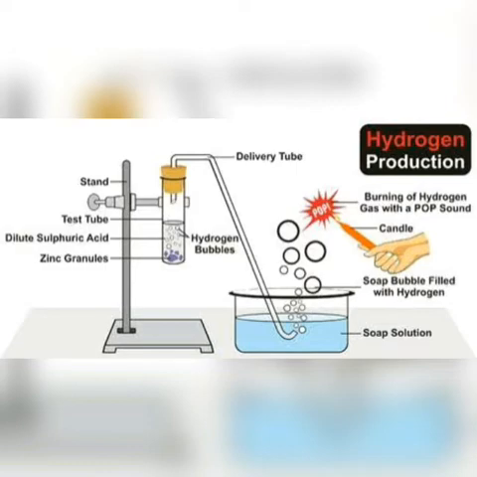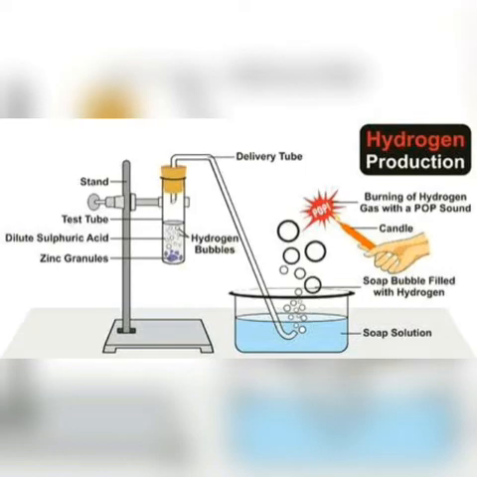After some time, we can observe that on the surface of zinc granules, small bubbles are forming. These bubbles are the indication of hydrogen gas. Pass the gas evolved in the test tube through a delivery tube to a tray in which soap solution is collected. After some time, we can see that bubbles are formed in the soap solution. These bubbles are due to the formation of hydrogen gas.